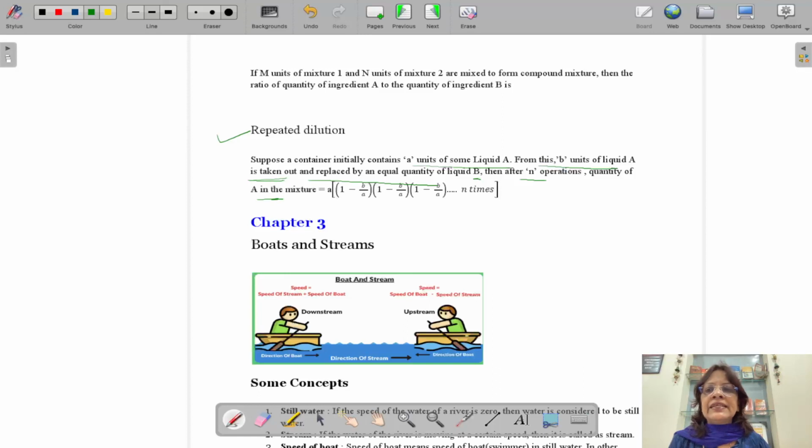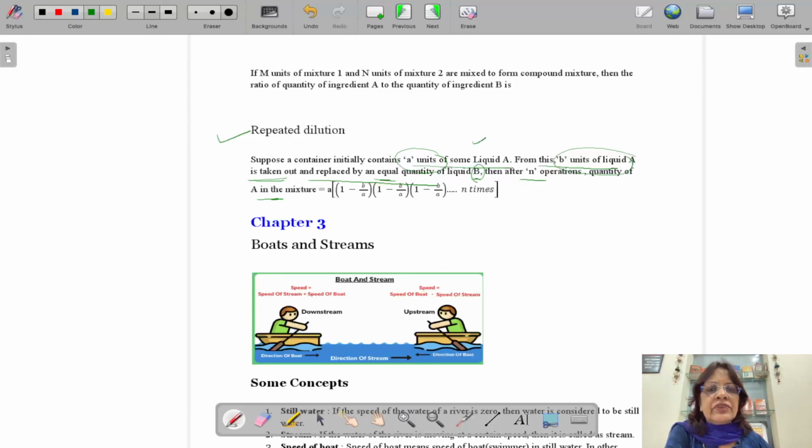Initially we have A units of some liquid. From this, B units of liquid A is taken out, and whatever unit we have taken out is replaced by an equal quantity of liquid B. And this process is repeated, like say 2 times, 3 times, it may be repeated n operations. So what is the quantity of A in the mixture?